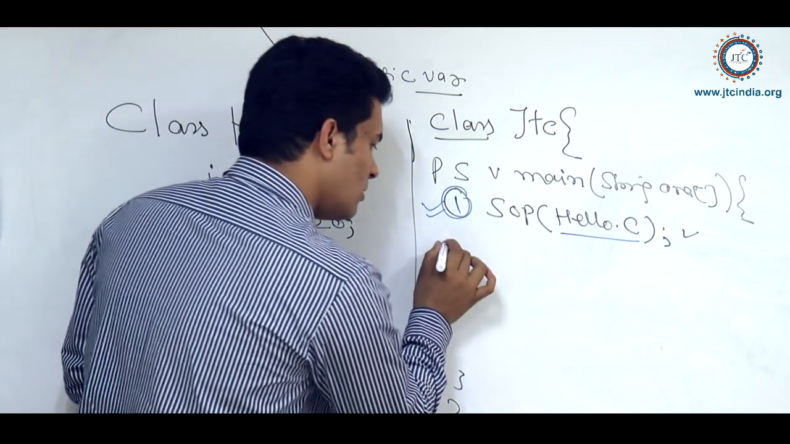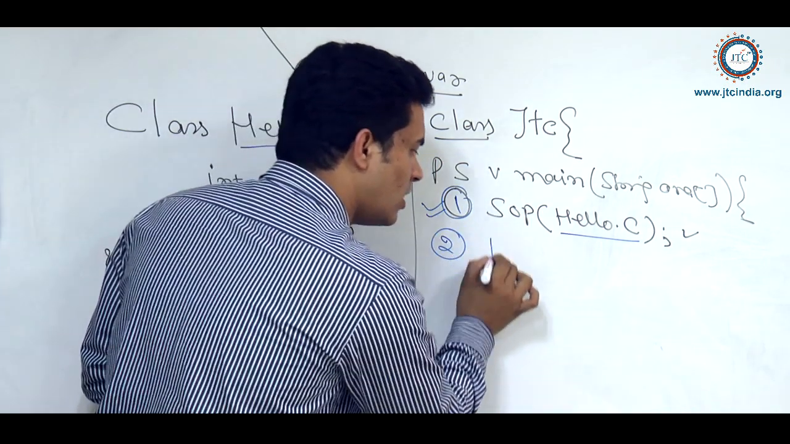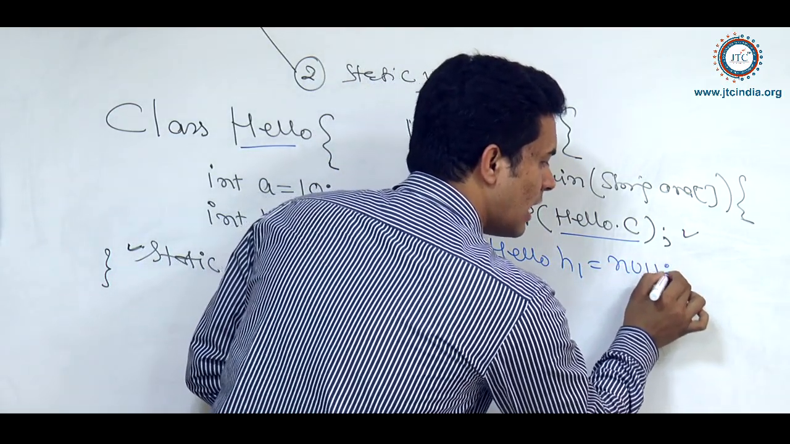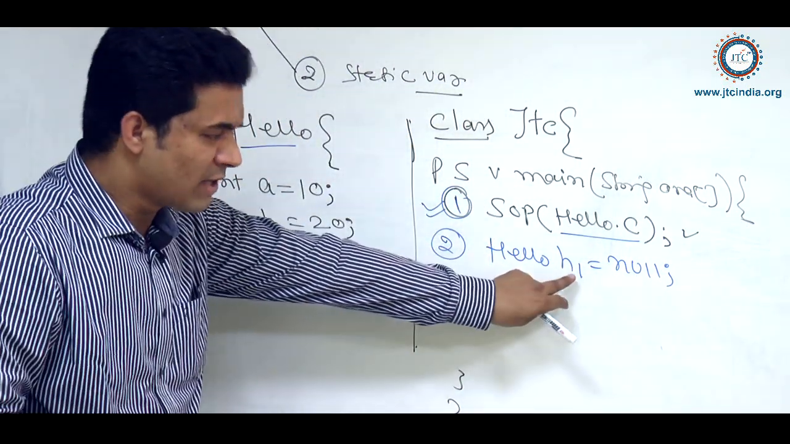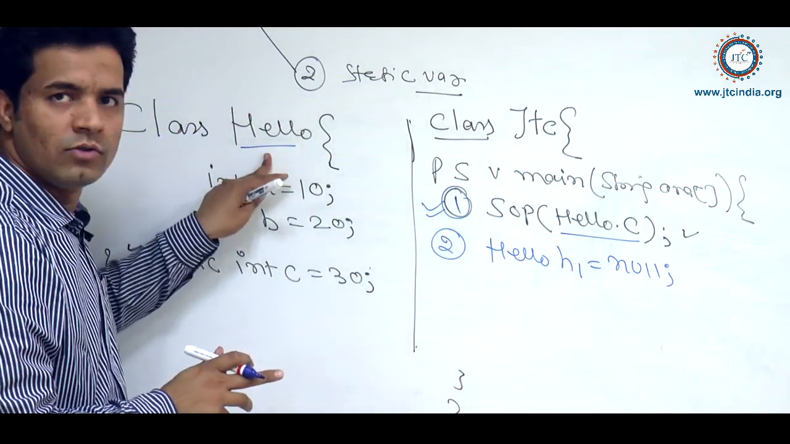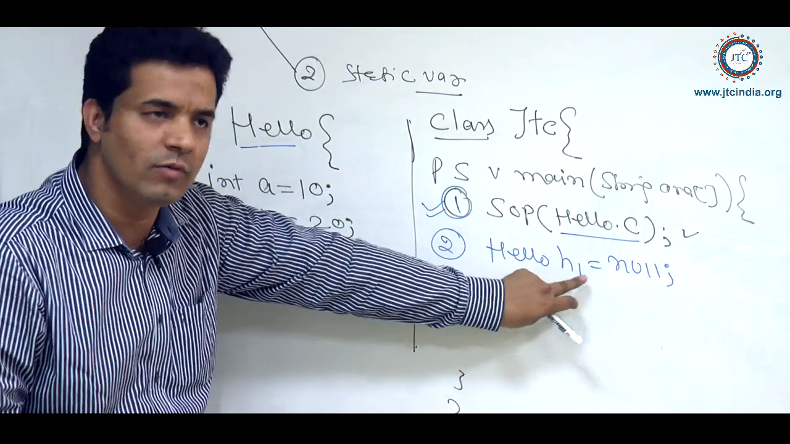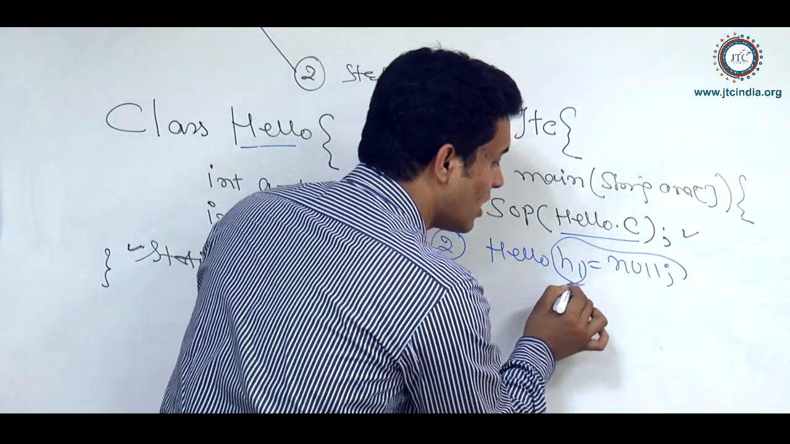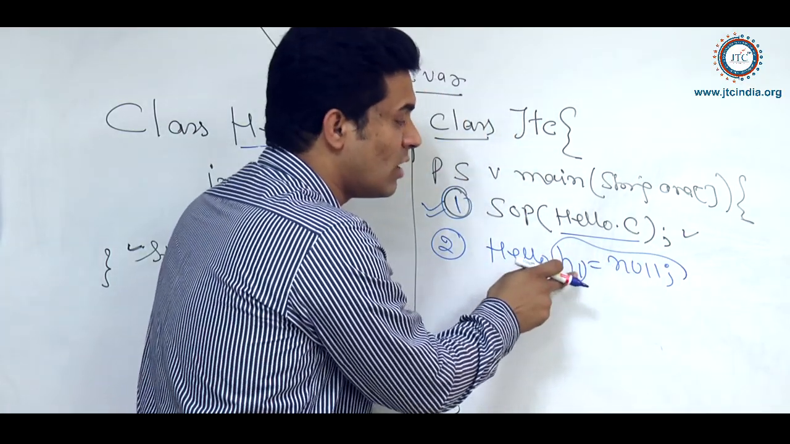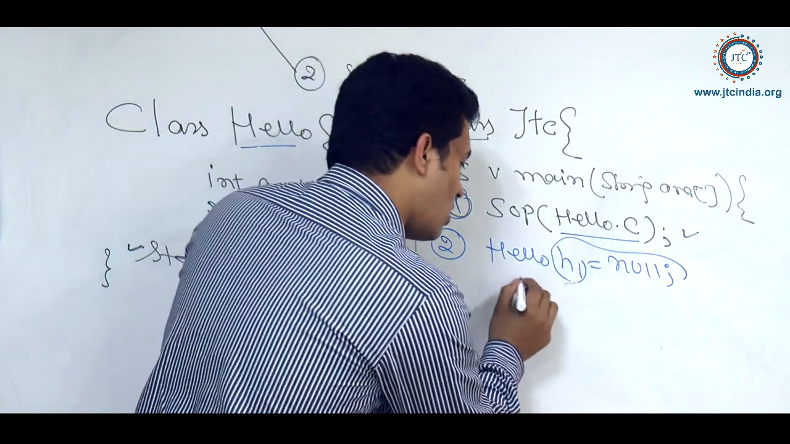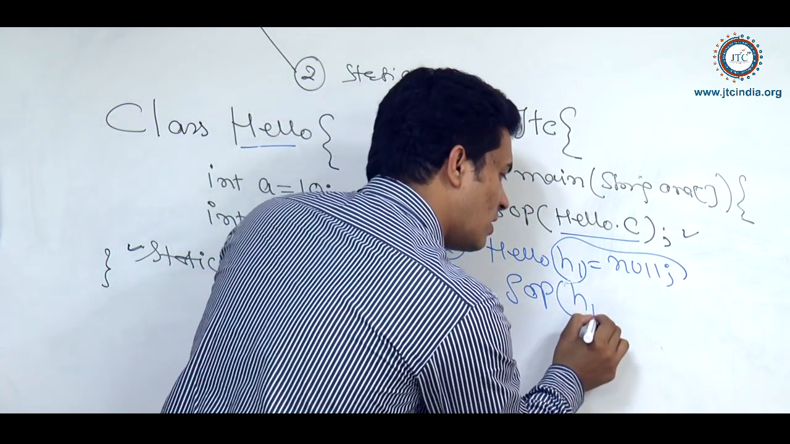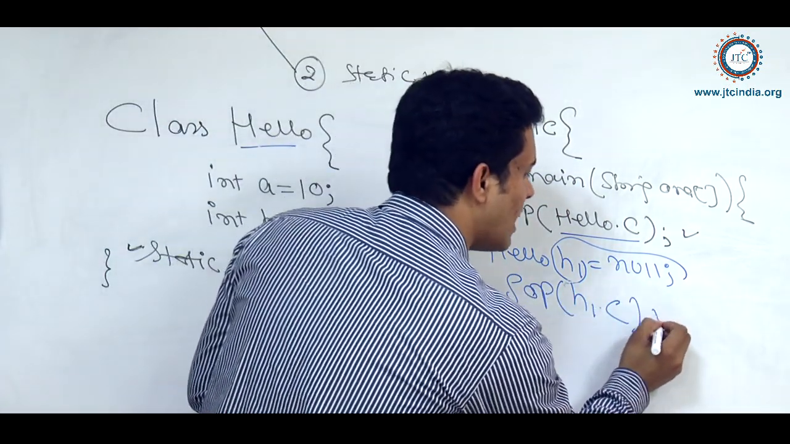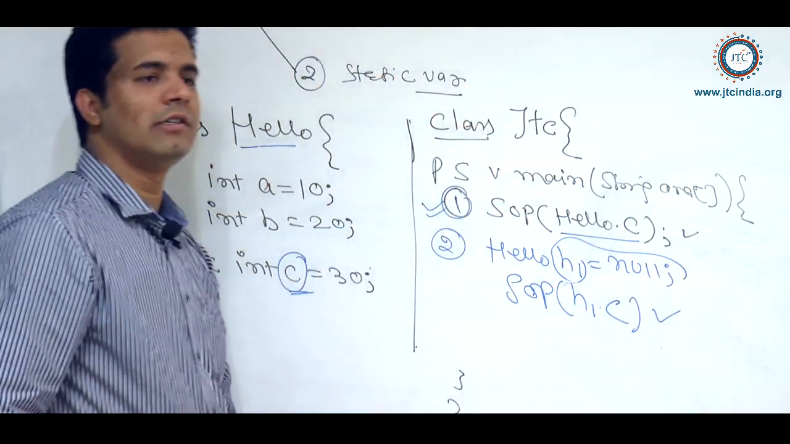The second way to access a static variable: Hello h1 is equal to null. See, it's a reference variable of class Hello. h1 is a reference variable which contains null. Anyhow we need to assign null, because h1 is a local reference variable. So we must assign null to h1, and now I am going to use h1 dot c. This is the second way to access the static variable.